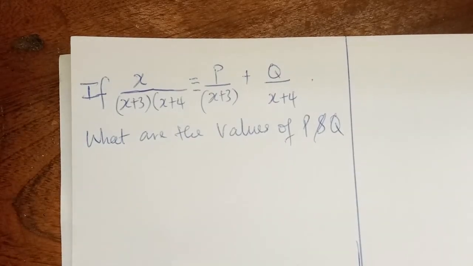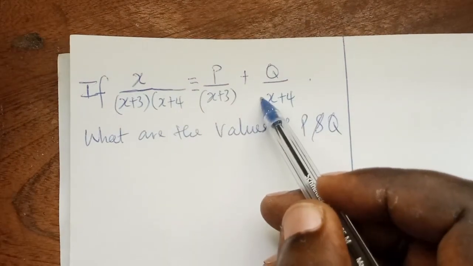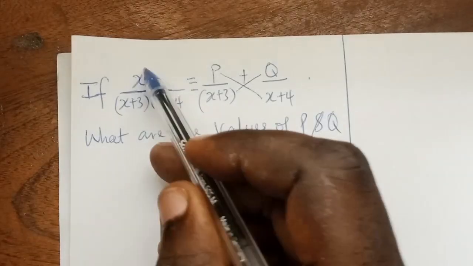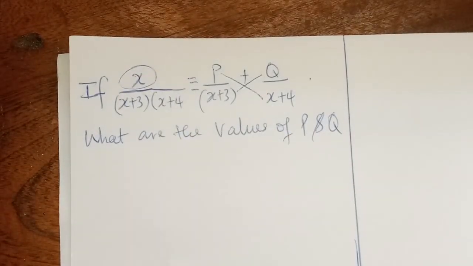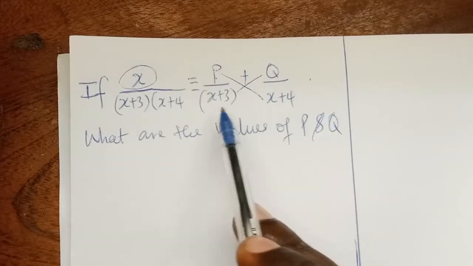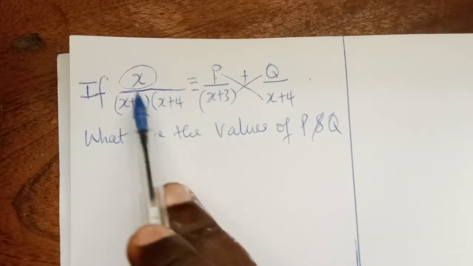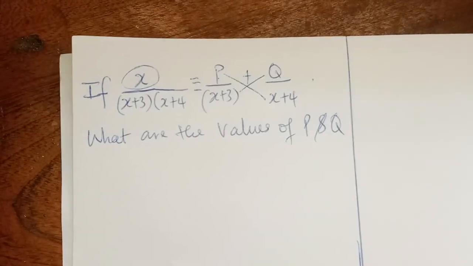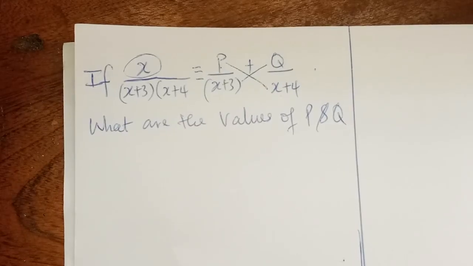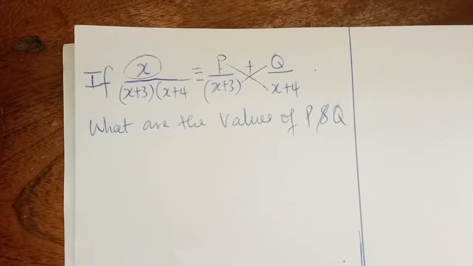Looking at this expression, we need to use the simple cross formula, which we have to do like this, giving us this, which you can see here. In other words, P into (x plus 4) plus Q into (x plus 3) will be equal to x. So this is the expression of this strategy. If we try to rewrite to get the value of P and Q, what we are going to do is take P into x plus 4.